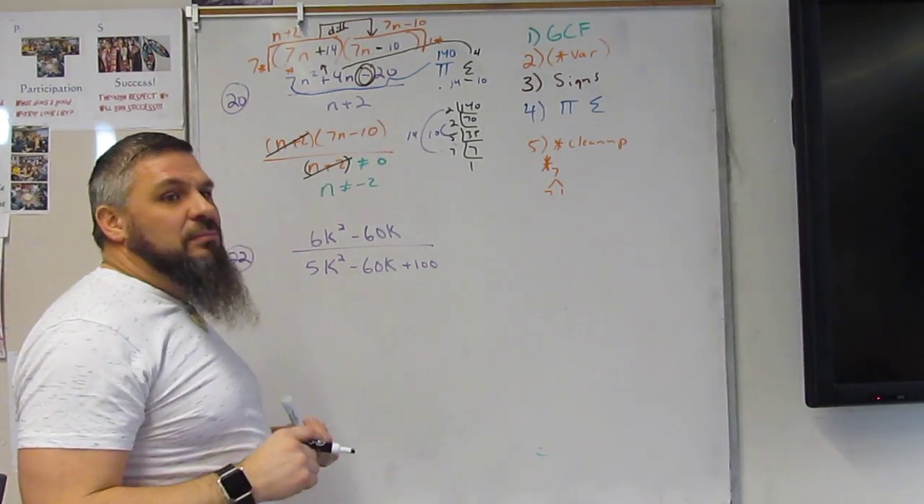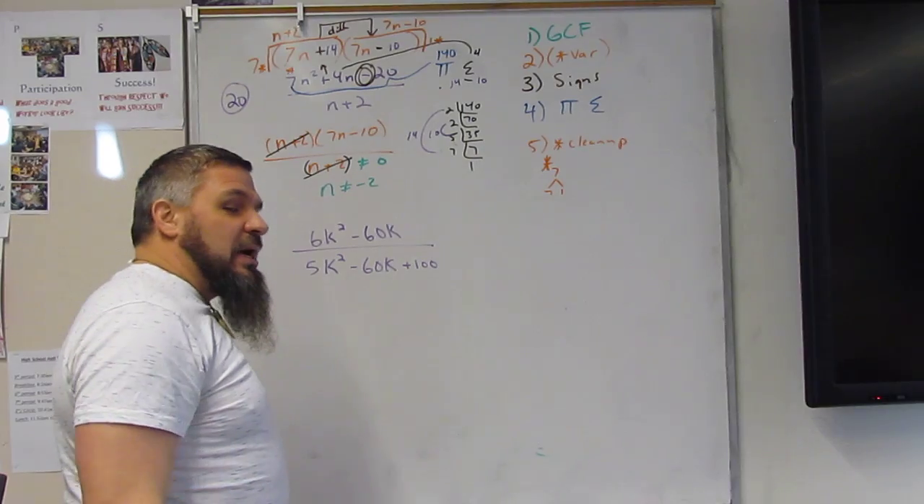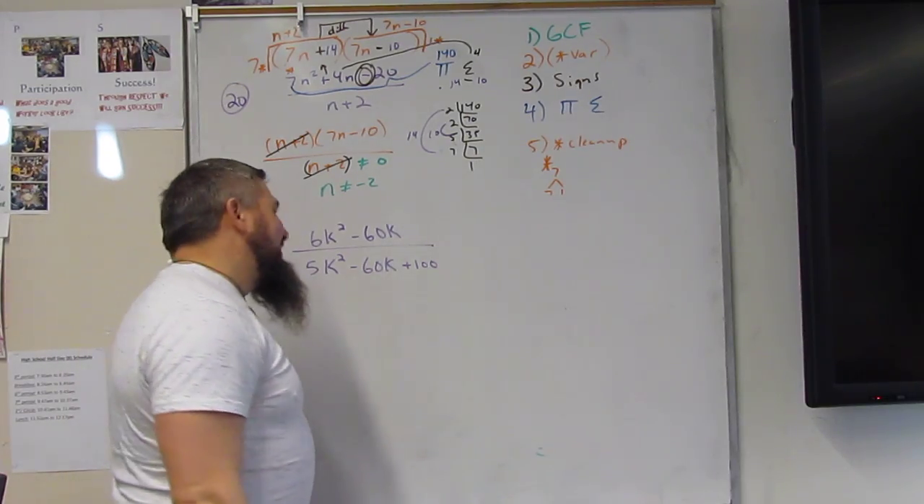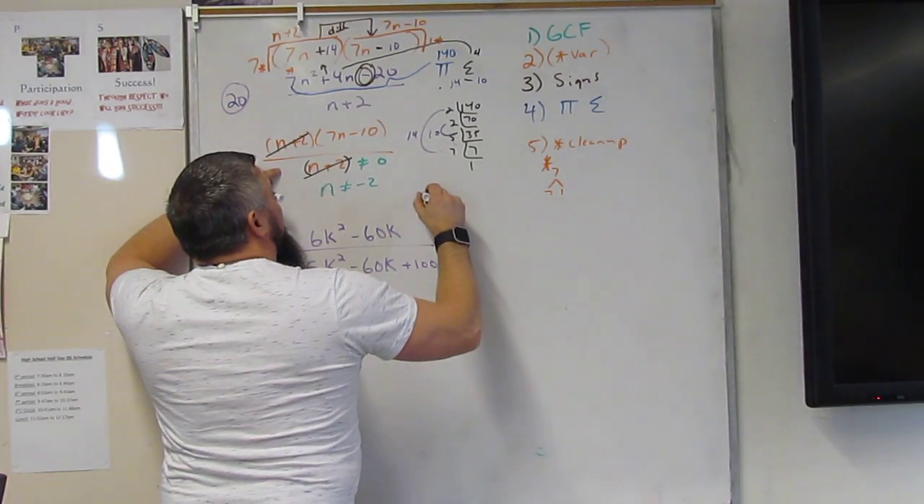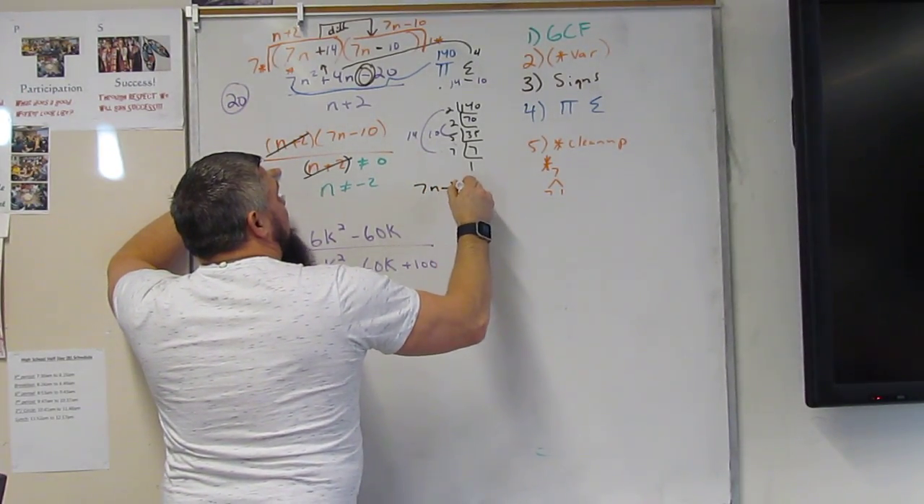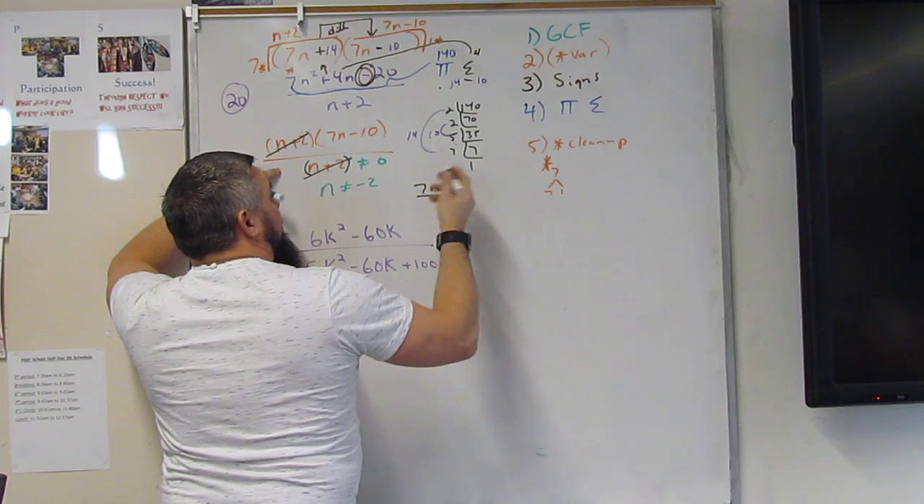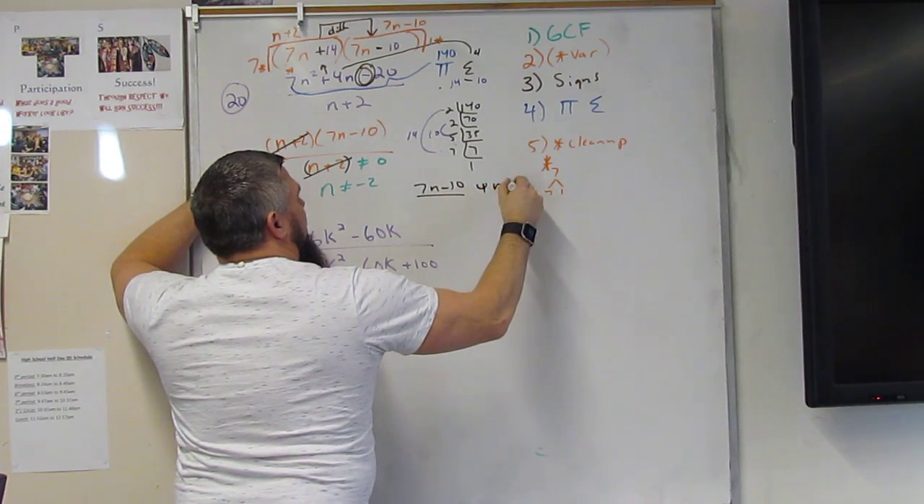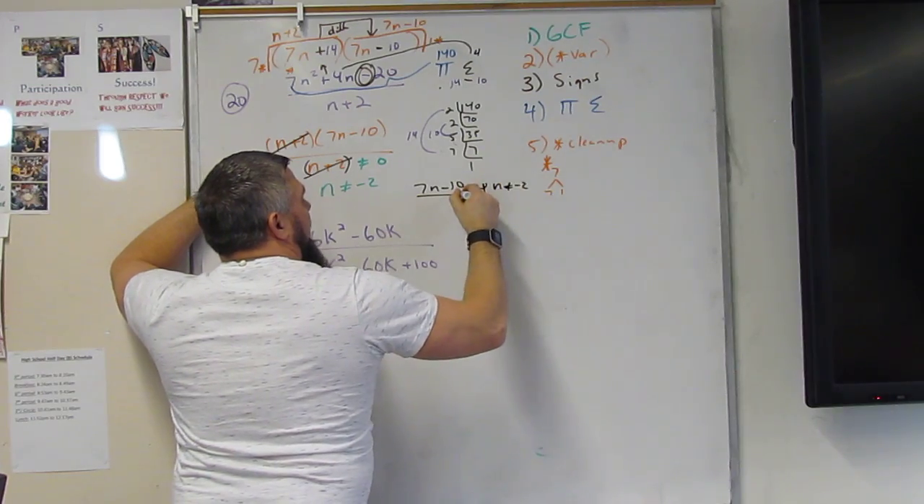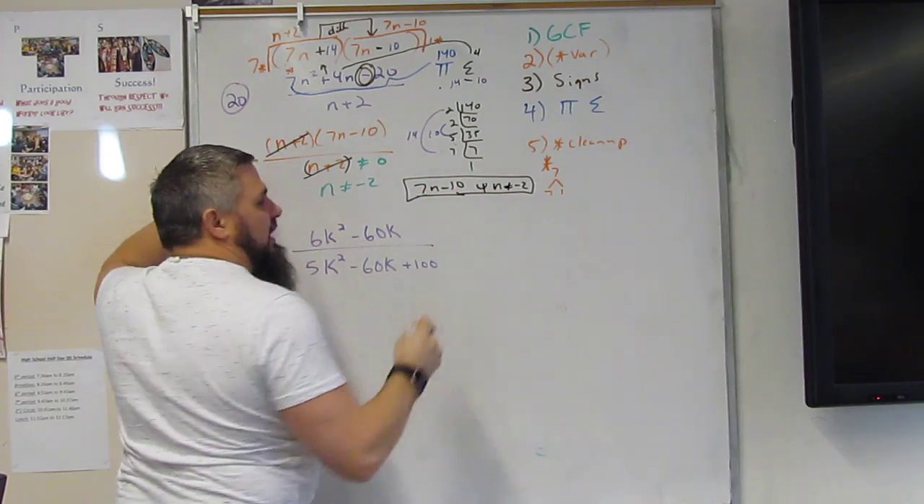I figured you'd understand. Kind of. I think you better do it for YouTube. Alright, then I'm going to rewrite it. So I have 7n minus 10 over nothing, whereas n cannot be -2. And this is our answer.